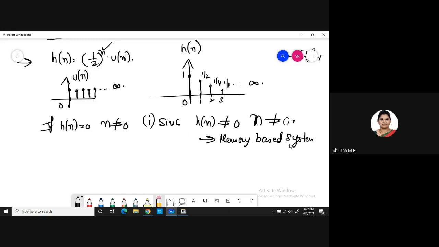Okay. The next classification is causal. So it's causal or non-causal, the signal. It's causal. Since h of n is 0 for n less than 0, you can see you don't have negative values of n. So it's a causal system.